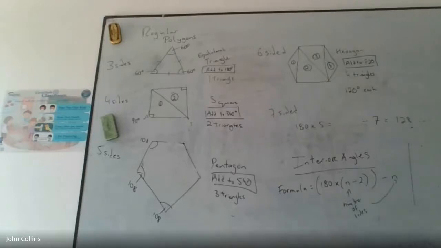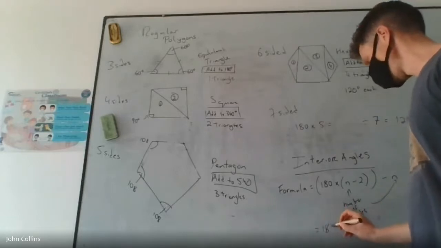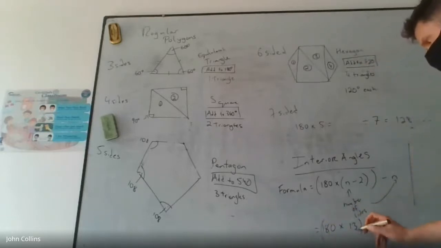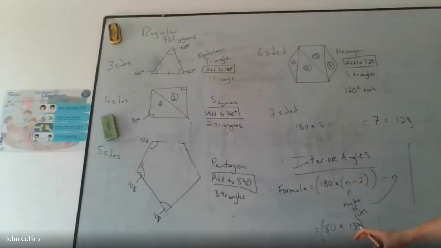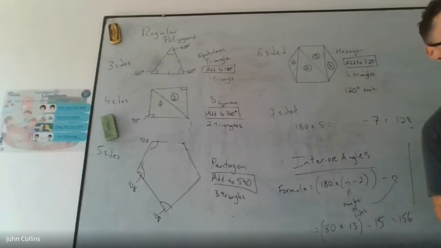N is 15. 15 sides. So 180 multiplied by 13, which is 2 less, that's the number of triangles, and then divided by 15, the number of sides. And that should give 156 for a 15-sided shape.